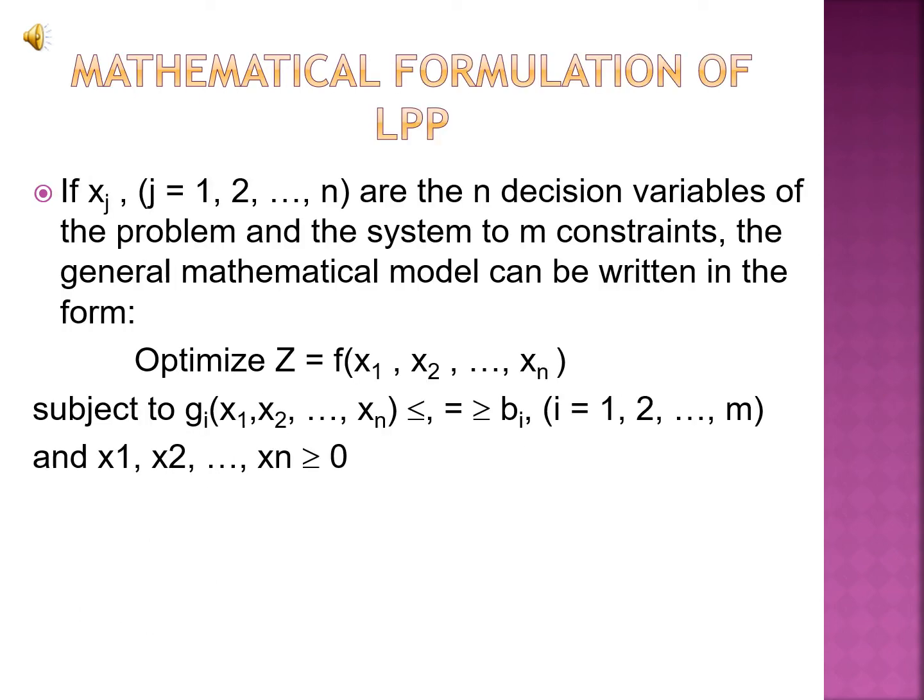Now we see the mathematical formulation of LPP. If xj are the n decision variables of the problem and the system has m constraints, the general mathematical model can be written in the form: optimize z equal to f of x1, x2, up to xn, subject to the constraints gi of x1, x2, up to xn, less than or equal to, or greater than or equal to, bi, and all the variables, that is x1, x2, up to xn, are greater than or equal to 0.